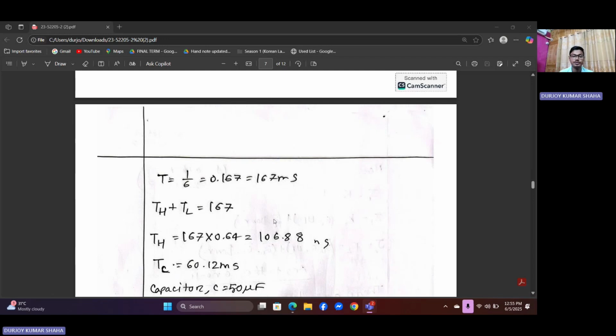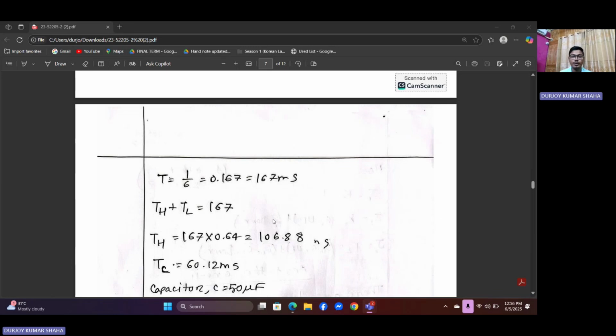In this configuration, we have set the timer to operate in astable mode, meaning it continuously switches between high and low states, creating a square wave output. This is what makes the message blink repeatedly. We calculated the time period T as 0.167 seconds or 167 milliseconds. The high time TH and the low time TL were determined based on a 64% duty cycle. So the high time comes out to be 106.88 milliseconds and the low time is 60.12 milliseconds.